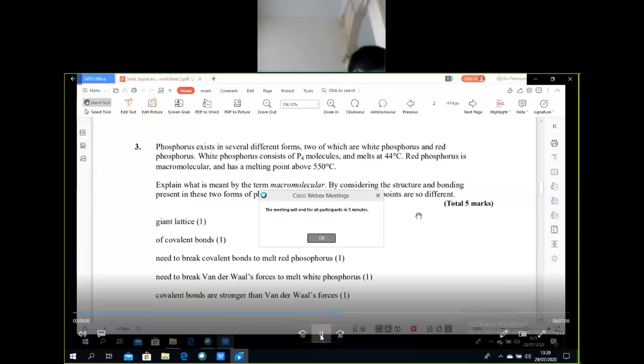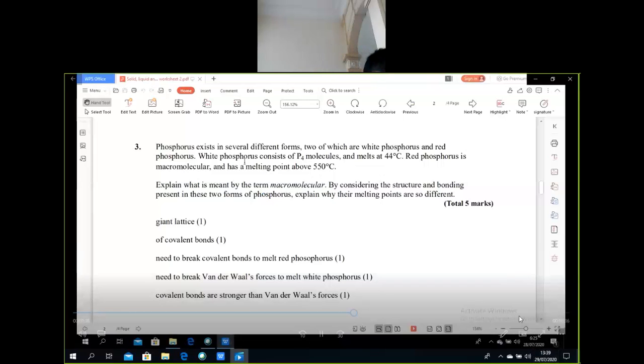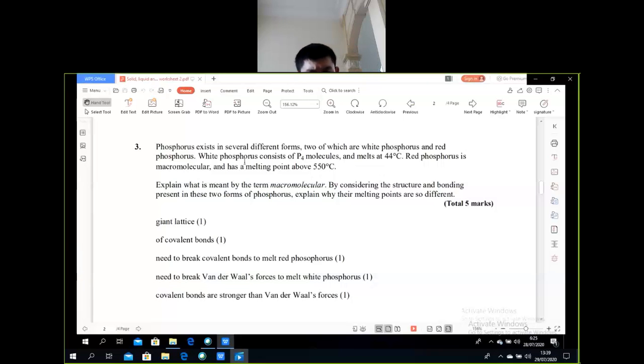So here we can see from the first sentence that white phosphorus has a simple molecular structure because it has a low melting point compared to red phosphorus. Red phosphorus has a giant covalent network because the melting point is more than 100 degrees Celsius. The question is asking, explain what is meant by the term macromolecular. We know that macromolecular means giant covalent network. It forms a giant covalent structure.